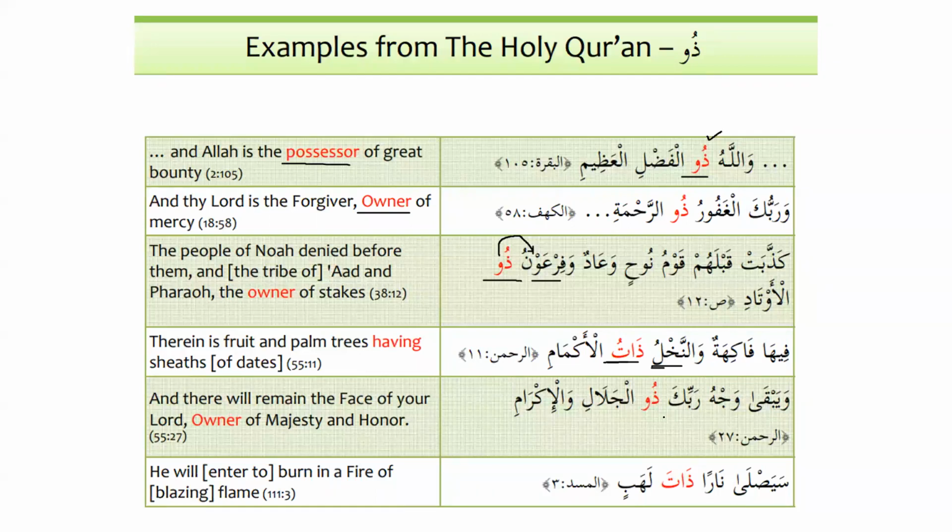وَيَبْقَى وَجْهُ رَبِّكَ ذُو الْجَلَالِ وَالْإِكْرَامِ. So again, we have dhu over here. And there will remain the face of your Lord, possessor of majesty and honor. So here dhu is being used; yabqa wajhu rabbika. So here it's used as a sifa of wajhu rabbika, dhul jalali wal ikram. That's why it is marfu.